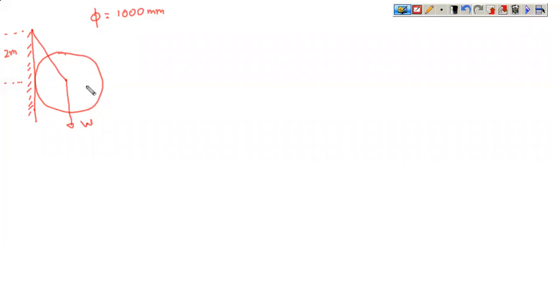So here the inclination has not been mentioned. If the inclination is not mentioned, then what you do is try to complete this figure. So phi means diameter. It is understood; it is not necessary that it will always be given. So you complete this triangle. In this triangle, if the diameter is 1000 mm, this becomes 500 mm. So this is 500, this is 2 meters.